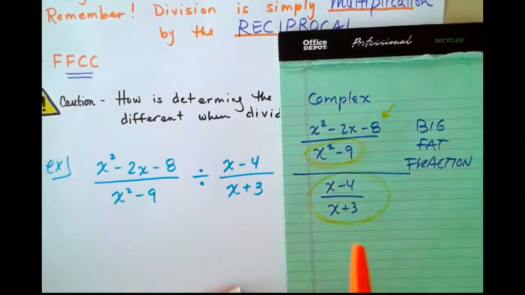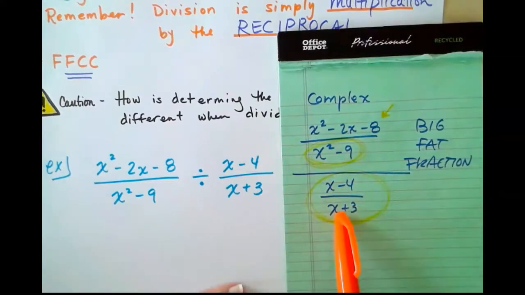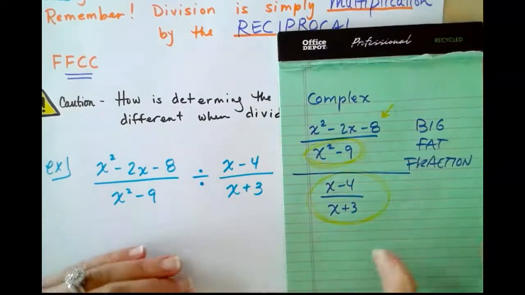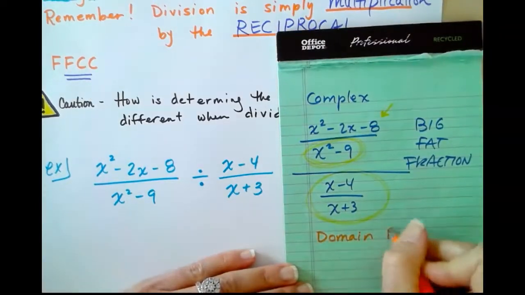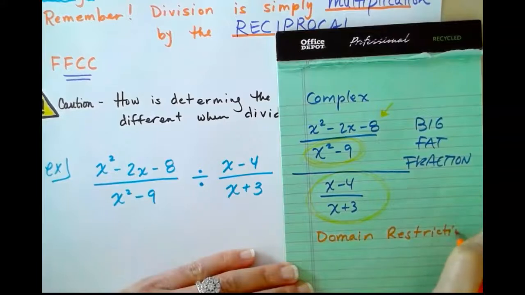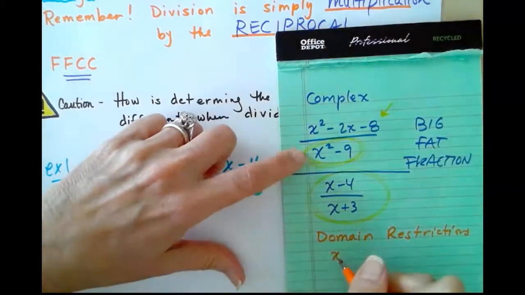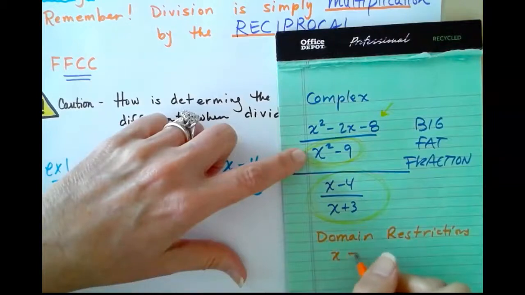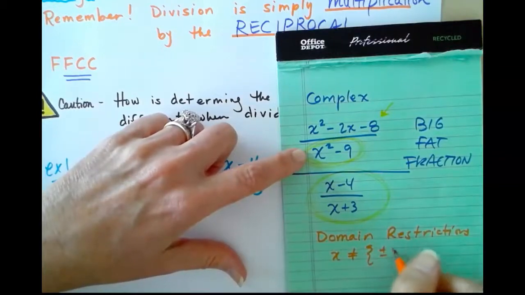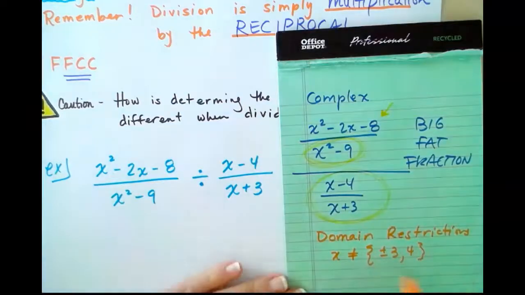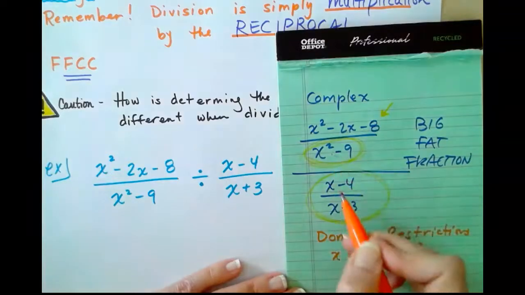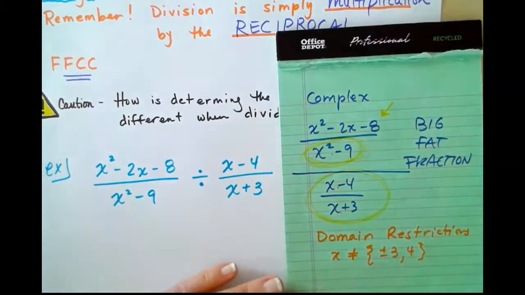So in this big fat fraction, 1, 2, 3, 4 factors to consider. Now x plus 3 is a factor of that, so it'll be repetitive, but our domain restrictions for this particular problem will be x squared minus 9 equals 0, so that means x cannot be plus or minus 3. X cannot be 4, and of course this is negative 3 again. So our domain restrictions: 1, 2, 3 values representing these 3 distinct expressions.